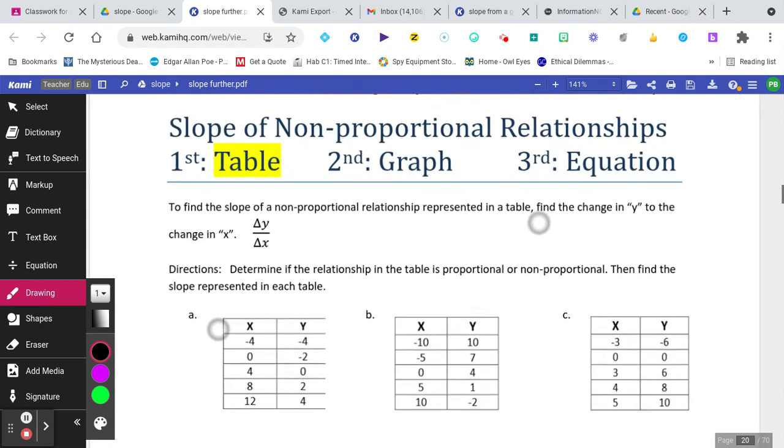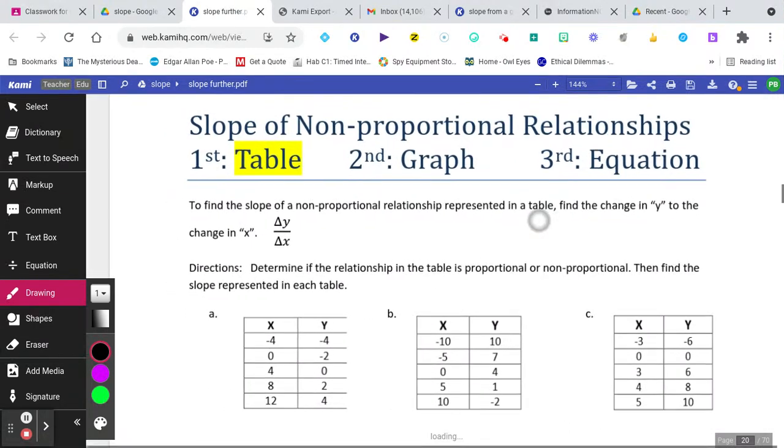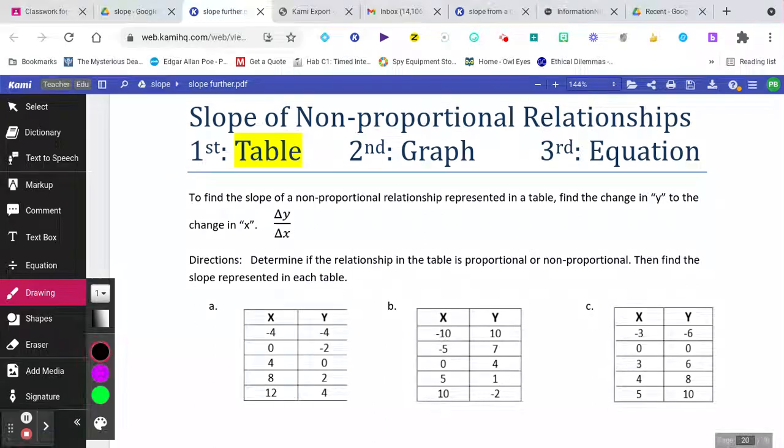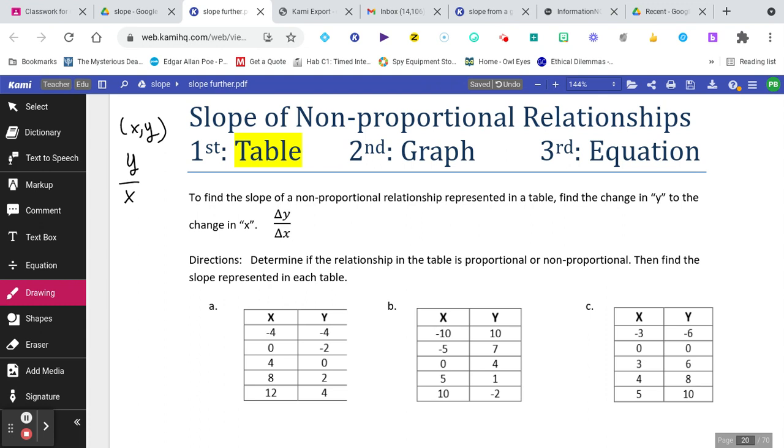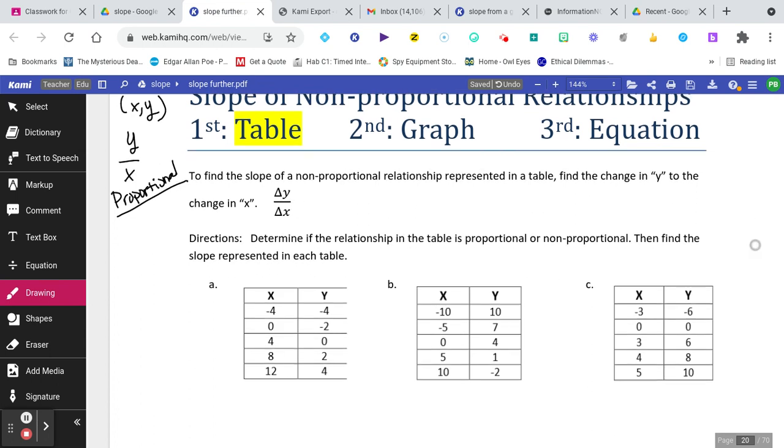All right. So here we're going to talk about the slope of non-proportional relationships. Now, normally when we find slope of a proportional relationship, we can just take a y and divide it by an x, and it'll work out if we have an ordered pair. But that's if it's proportional. Non-proportional doesn't quite work like that. Okay, and I'm going to show you.